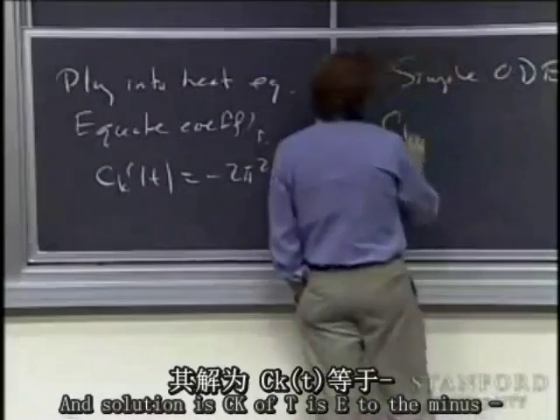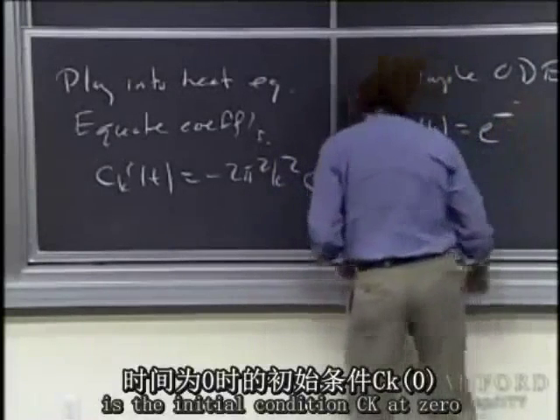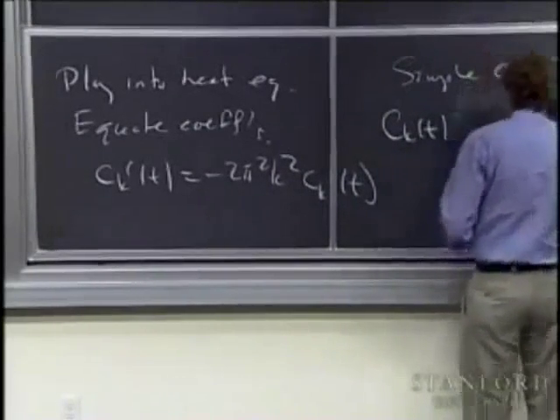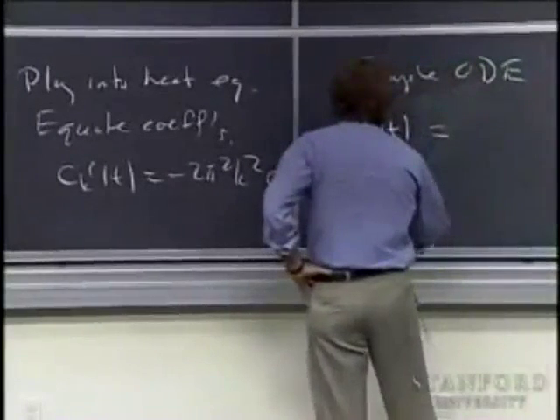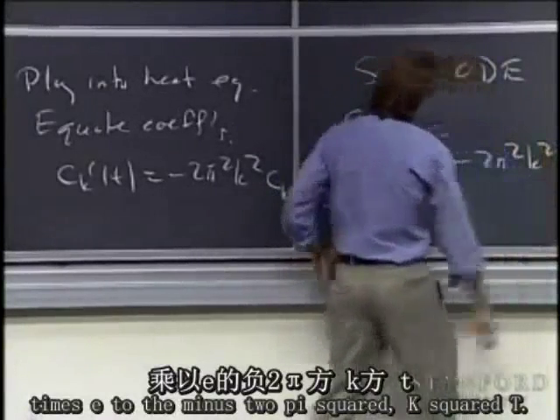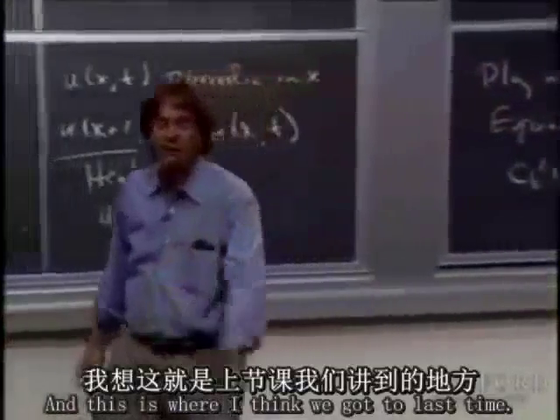And its solution is ck of t is the initial condition, ck at 0, times e to the minus 2 pi squared k squared t. That's easy. That is easy. And this, I think, is where we got to last time. All right?